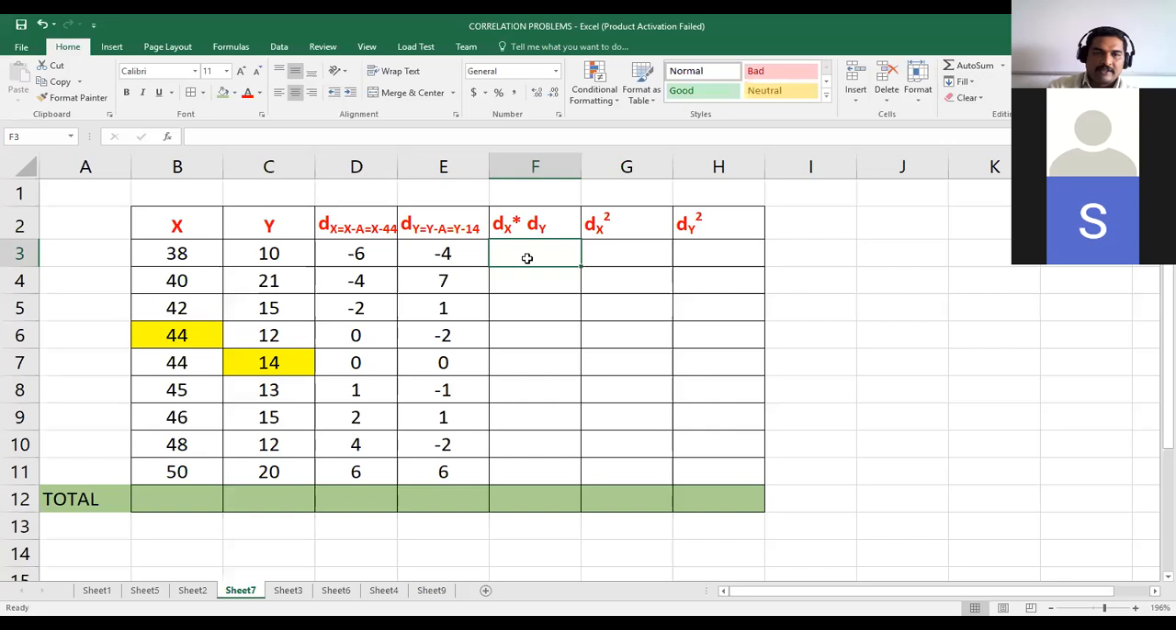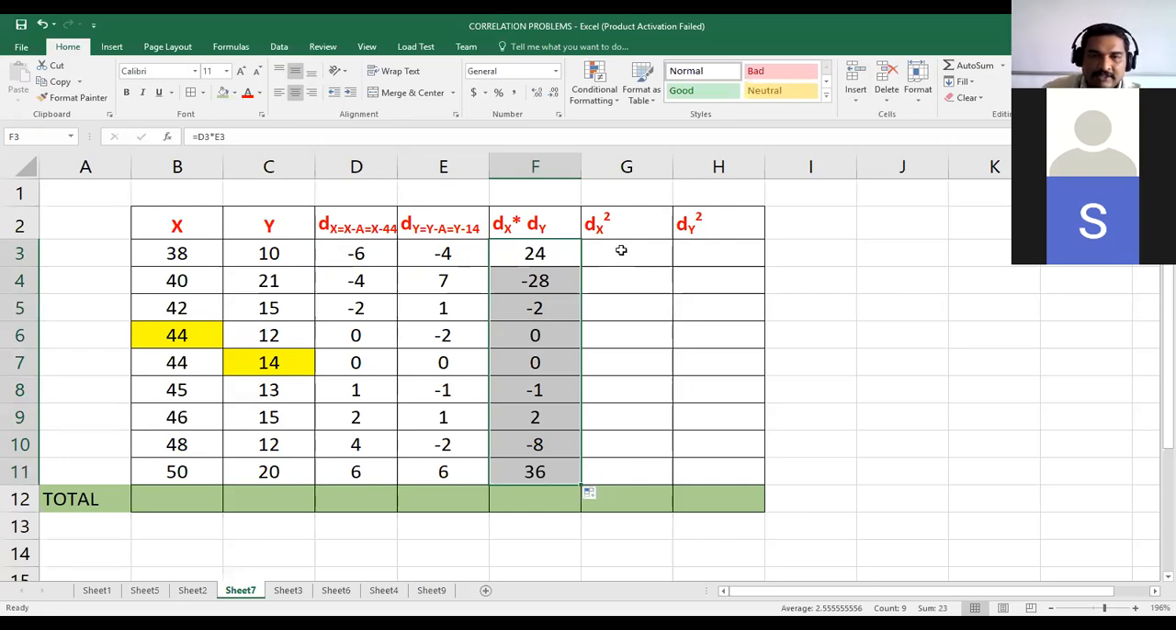Next we have to find out dx into dy. So minus 6 into minus 4 is plus 24, minus 4 into plus 7 is minus 28. Like this we have to find out, this one into this one. If we find dx into dy for all, we'll get the values like this.